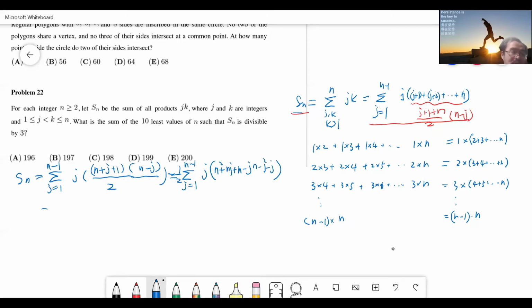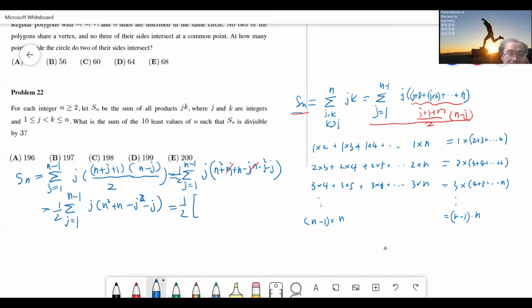Continue simplifying. This is the summation, 1/2, j equal to 1 to n minus 1. You can see this is cancelled, right? We have this equal to j times n squared plus n minus j cubed, j squared minus j. So continue simplifying. I'm going to write 1/2 in the front.